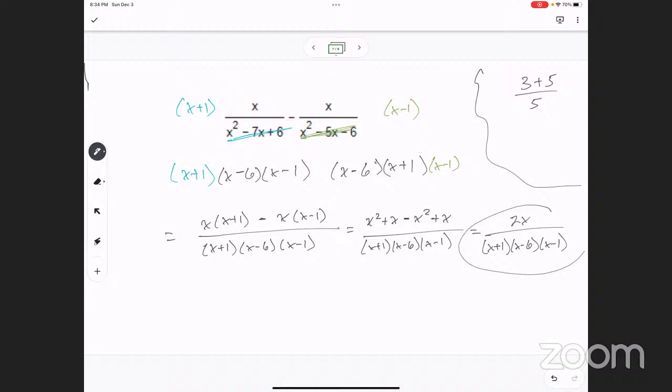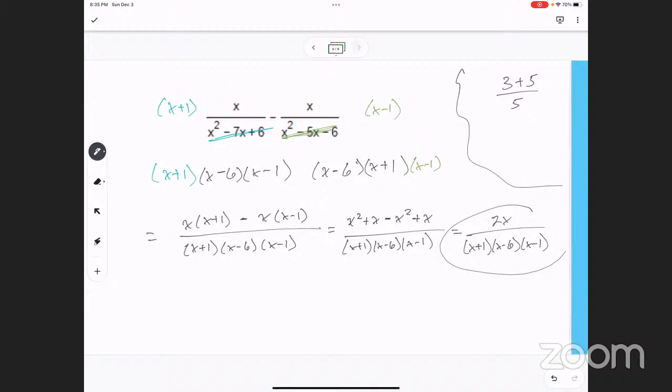Got it. And you don't really have to write anything in this case because you can see everything. You didn't cancel anything out, so you don't have to put a provision in there about what the domain can't be equal to. Okay. All right.